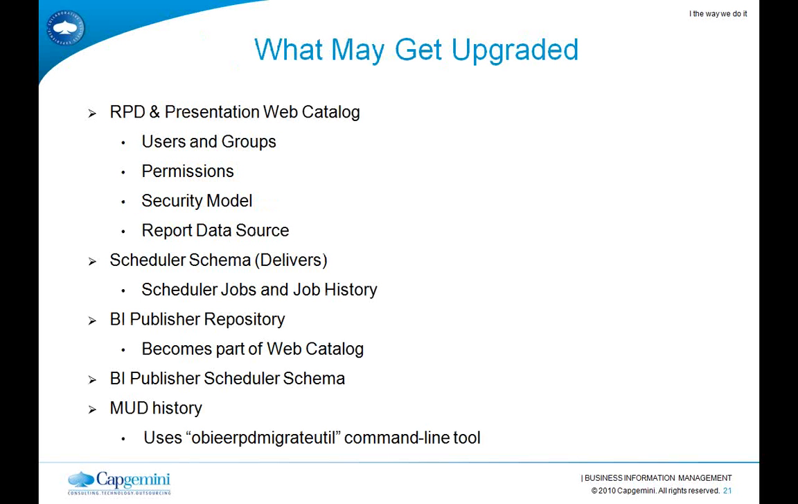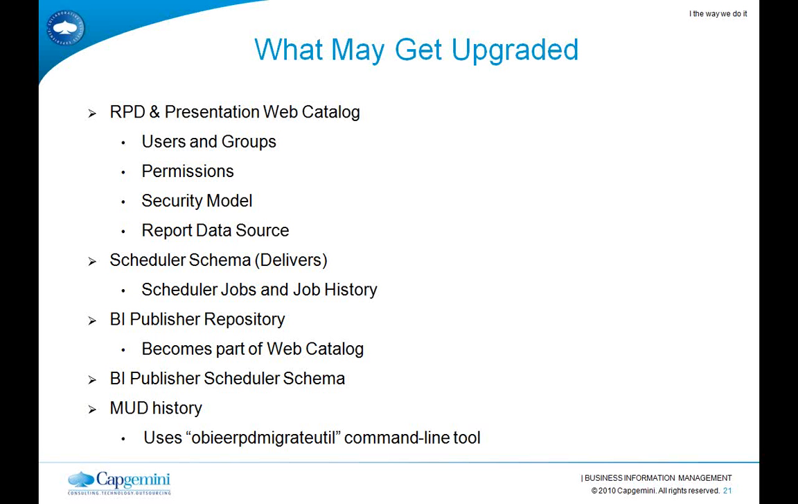So what are we looking at from an upgrade standpoint? What can we upgrade? Basically, pretty much all of the primary objects that you would typically think of: your metadata, your RPD, and the web catalog, which we've already mentioned extensively, a number of the users, groups, permissions, security model, all of that will come along and basically stay in place. Your data sources will still be there.